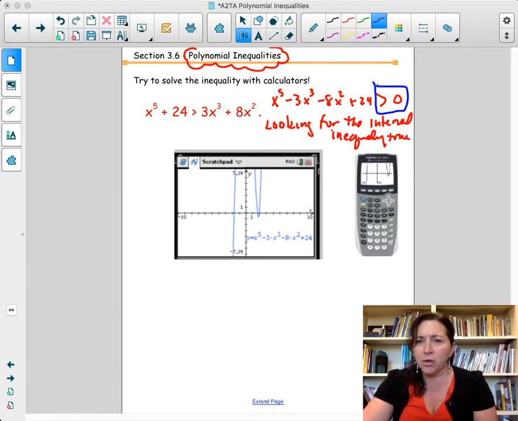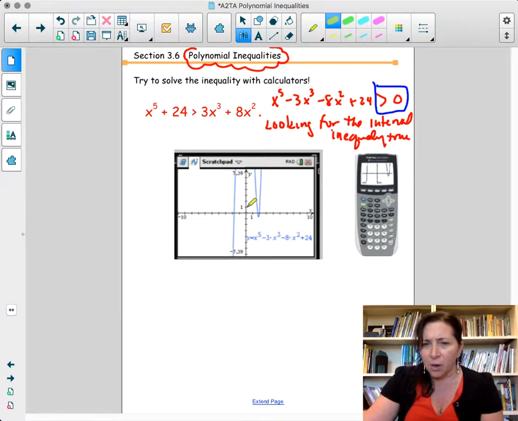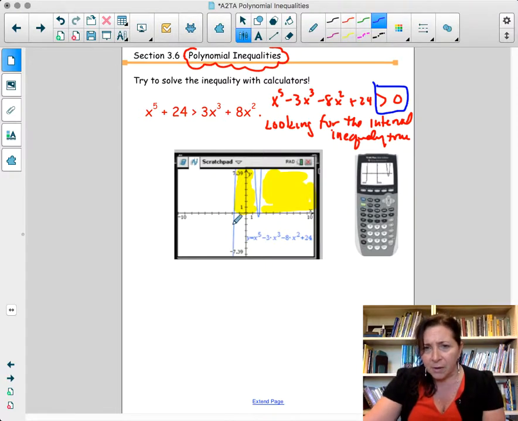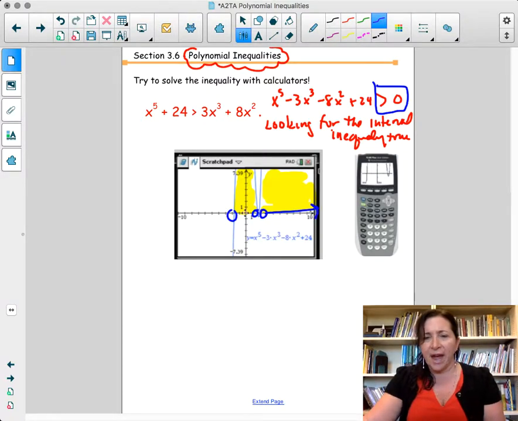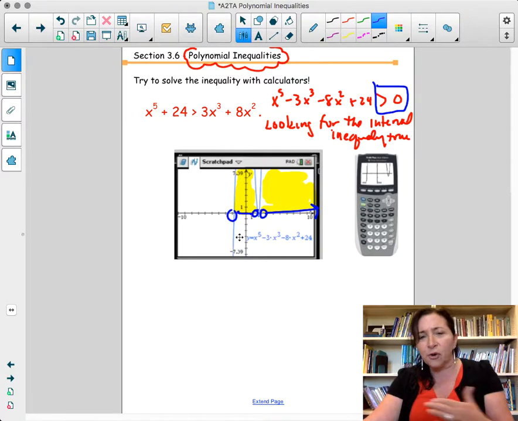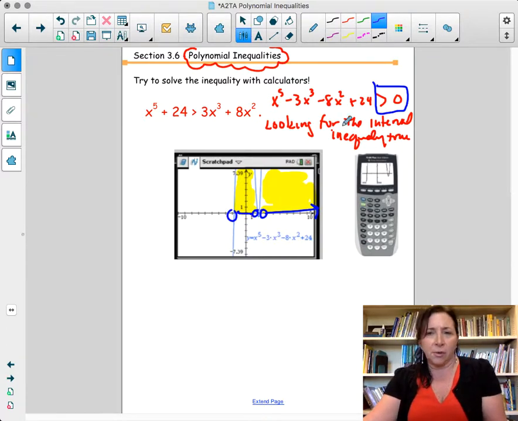And so what you would do is you would look and you'd say, well, it looks like it's greater than 0 here, right? That's where it's above the x-axis, but also here. And this actually goes on forever over there. So you would say that it is greater than 0 from this root to this root, and from this root to infinity. And so that's what it's asking for. It's asking for the interval where it's greater than 0 in this case. It's not always going to be greater than 0, but in this case it is.